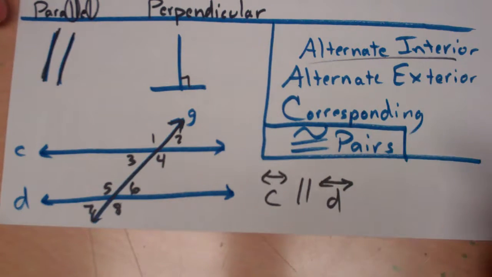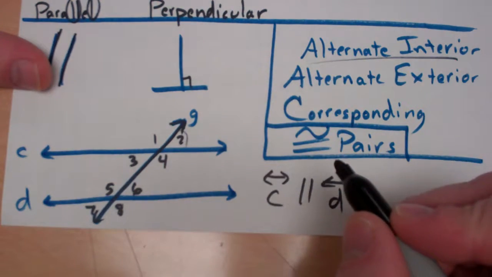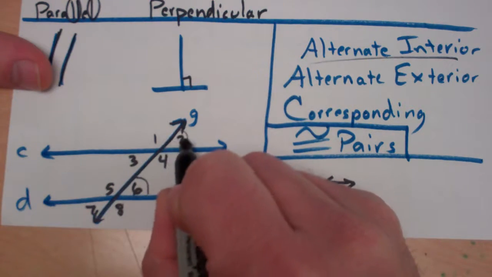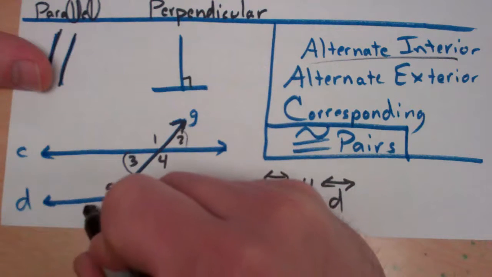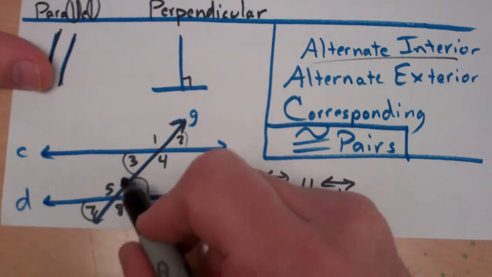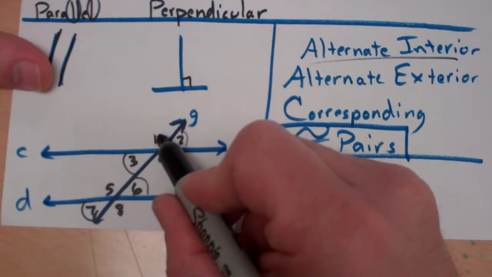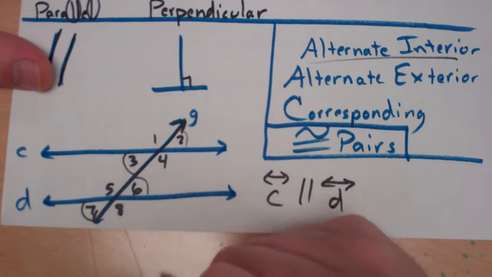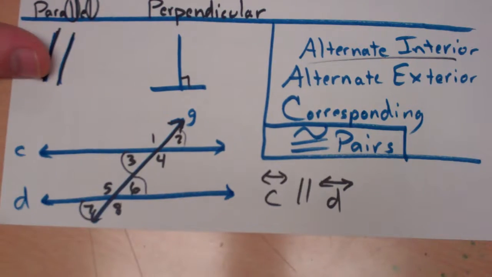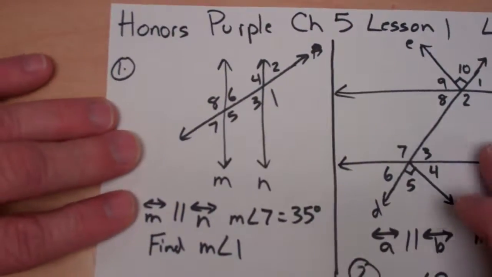Corresponding means they're in the exact same position, but at the other parallel. So, for example, angle 2 is in the same position as angle 6, above the parallel to the right. Angle 3 is in the same position as 7. Below and left, those two would be considered congruent because they are corresponding. 1 would be corresponding with what? 5. And 8 would be corresponding with what? 4. Okay, so we have corresponding, alternate interior, and alternate exterior. Alright, so let's do a couple problems.